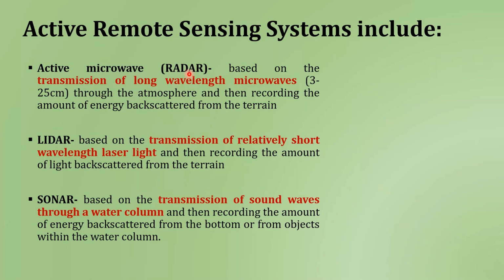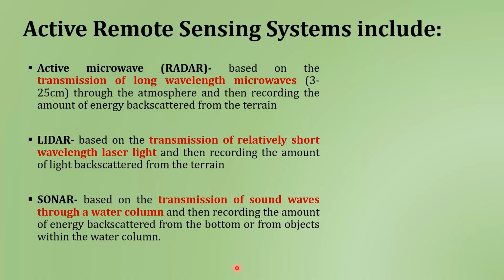Radar is radio detection and ranging, and this is based on the transmission of long wavelength microwaves through the atmosphere and then recording the amount of energy backscattered from the terrain. Next is LIDAR, that is light detection and ranging. This is based on the transmission of relatively short wavelength laser light and then recording the amount of light backscattered from the terrain. Next is sonar, that is sound, navigation, and ranging. This is based on the transmission of sound waves through a water column and then recording the amount of energy backscattered from the bottom or from objects within the water column.